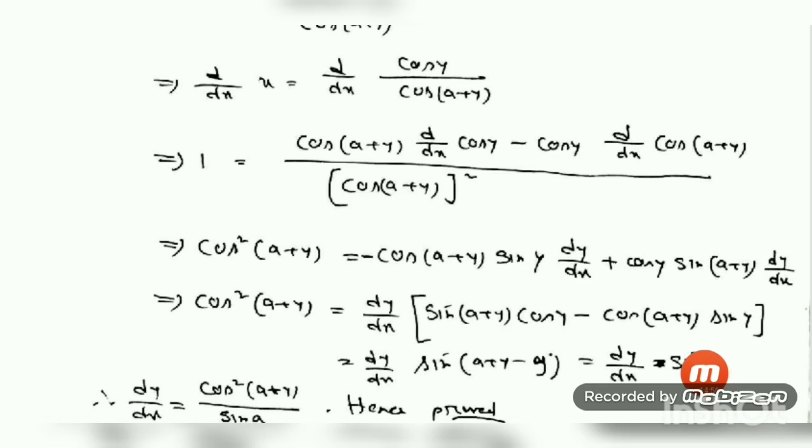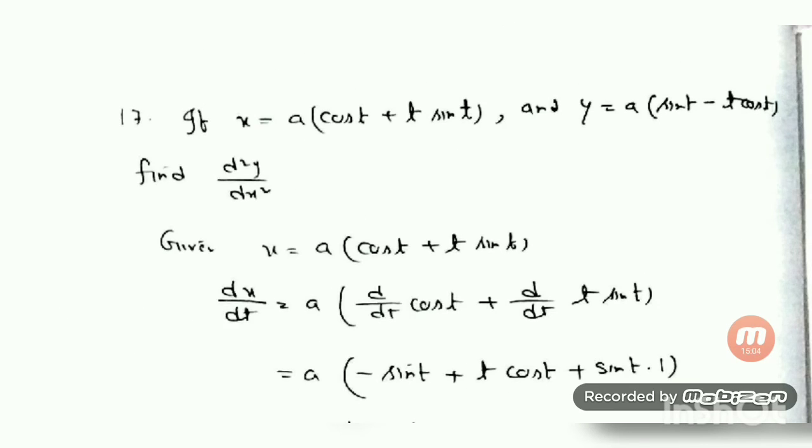Then I bring sin a to the left side, that is dy/dx equal to what? Cos square (a plus y) divided by sin a, which is proved. Okay. Now I go to the next question, number 17.